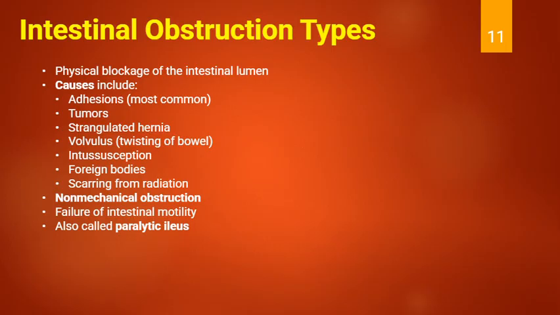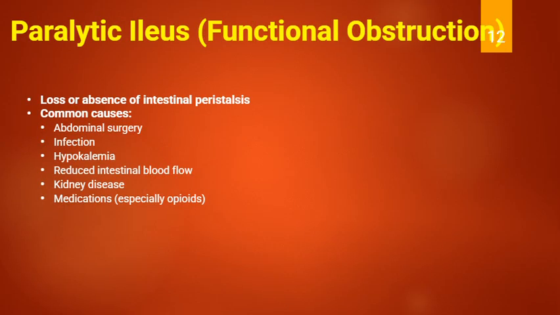A non-mechanical obstruction, also called a functional obstruction, occurs when the intestine stops moving contents forward because normal peristalsis is absent or severely decreased. This condition is commonly called paralytic ileus. A non-mechanical obstruction, or paralytic ileus, occurs when the intestine fails to move its contents forward because the normal wave-like contractions called peristalsis stop functioning.